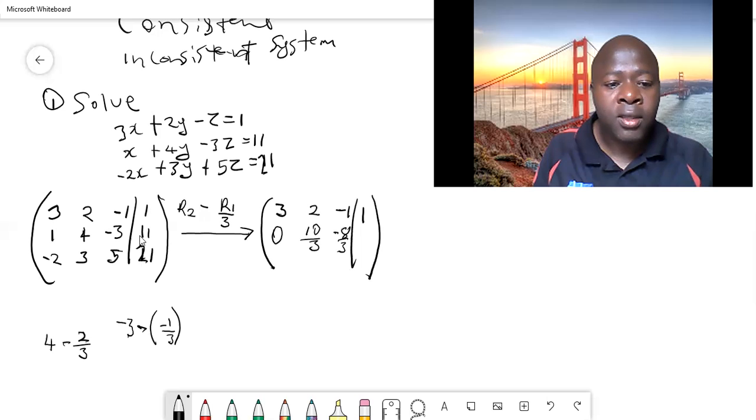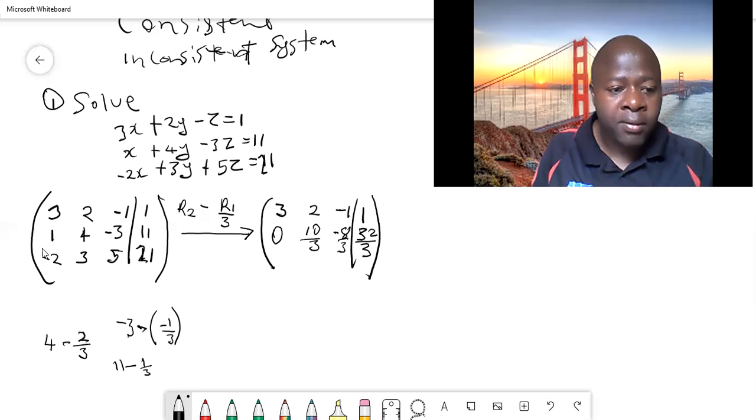And then we are now in this column here. This one divided by 3, I'll be having a third. And that a third subtracted from 11, I would get 2 over 3.